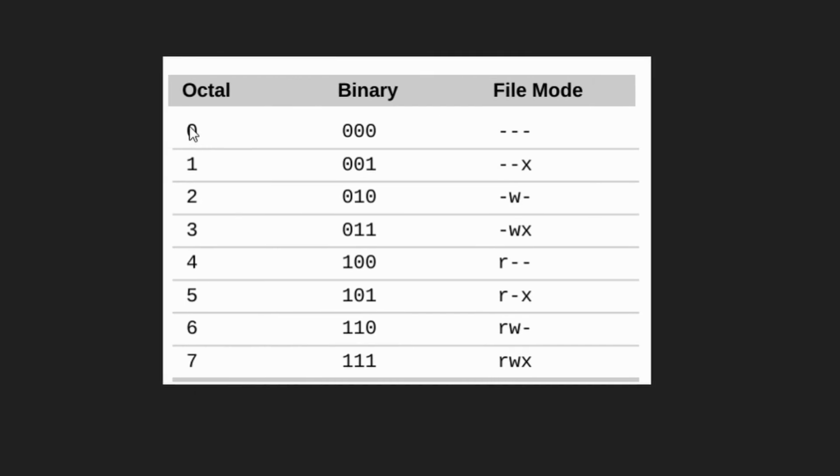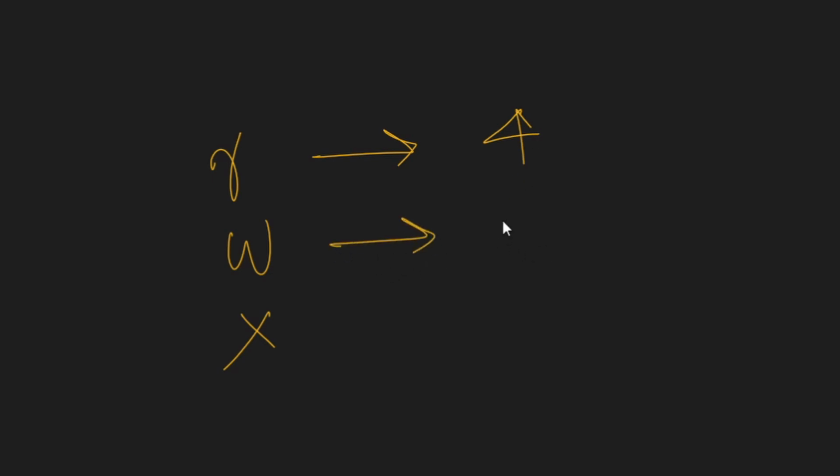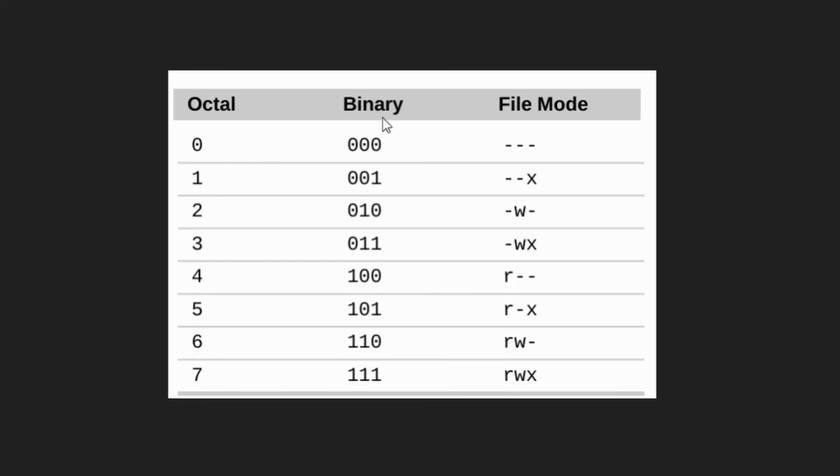So in octal notation, 0 means, well, in decimal it's 0. So in binary it is 000. So file mode means no permissions at all. And 1 means in binary it is 1 and file mode is X. So here is how the permission values are: read, write and execute. Read has a permission value of 4, write has a permission value of 2 and execute has a permission value of 1. Now where does it come from?